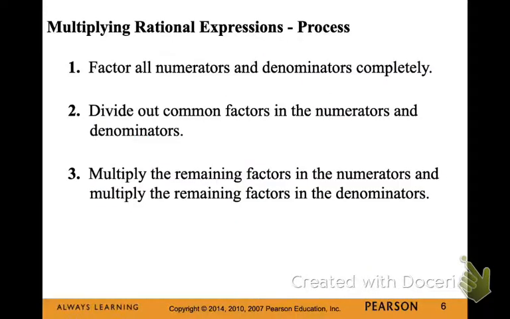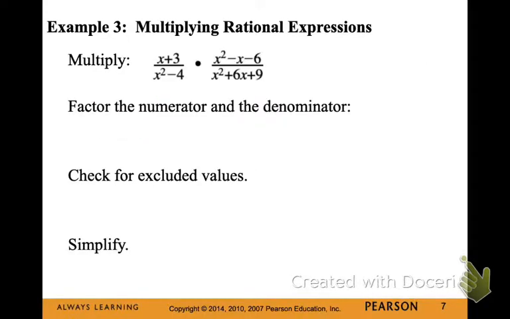When you're multiplying rational expressions, there's a process to use. First, you're going to factor all numerators and denominators completely. You're going to divide out common factors in the numerators and the denominators, and then you'll multiply the remaining factors in the numerator and then the remaining factors in the denominator. So when we multiply rationals, we multiply straight across. So we're multiplying these two rational expressions.